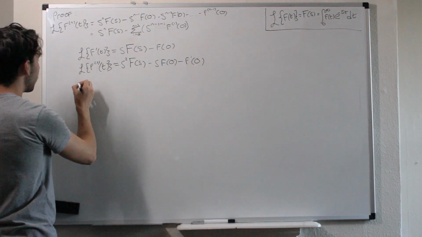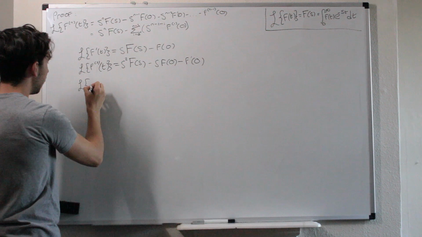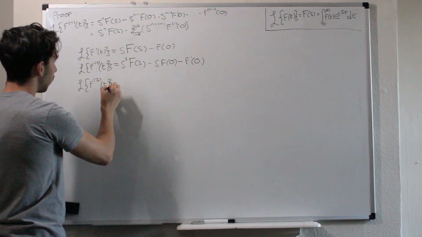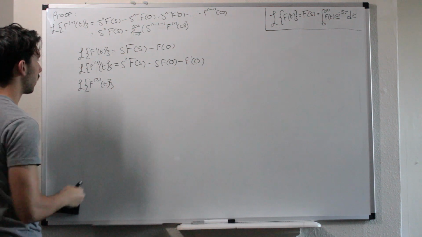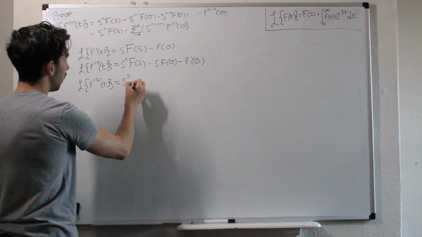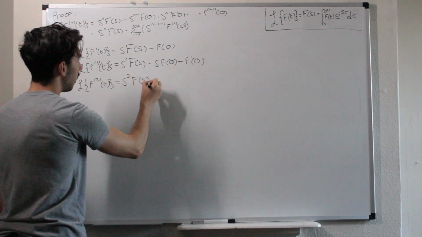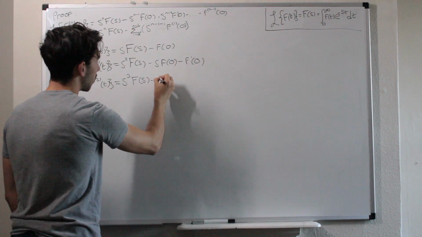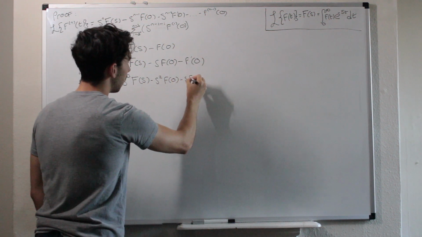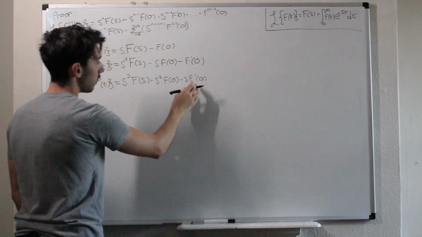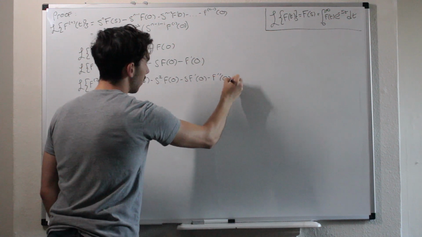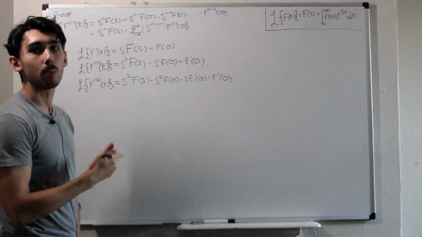For example, without even using the formula, the third derivative, what would that be? Well, that's just going to be s cubed F of s minus s squared f of 0 minus s times the first derivative at 0 minus the second derivative at 0. So I've just done that from knowing the pattern, right?